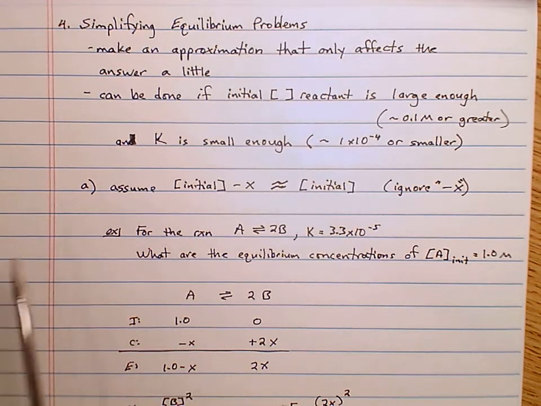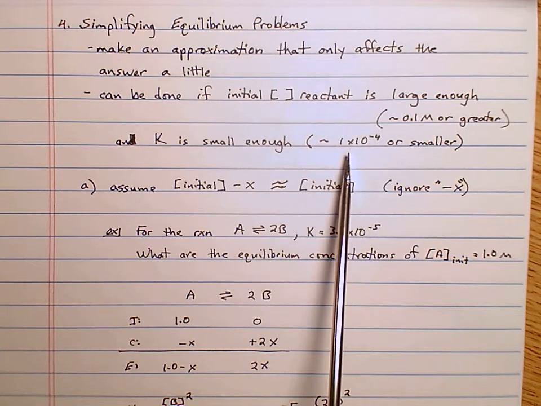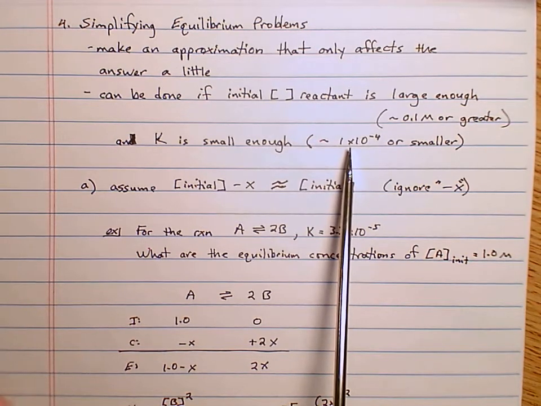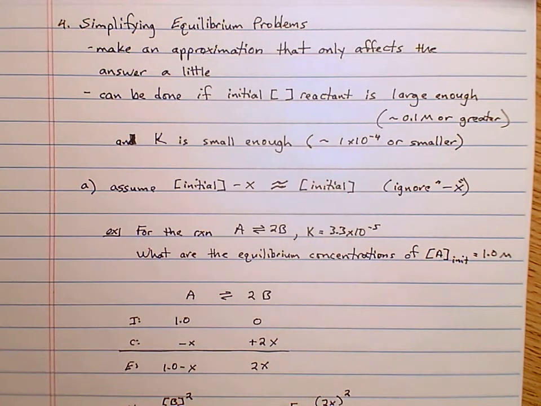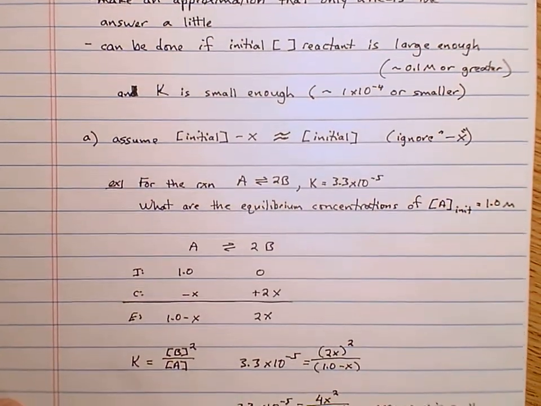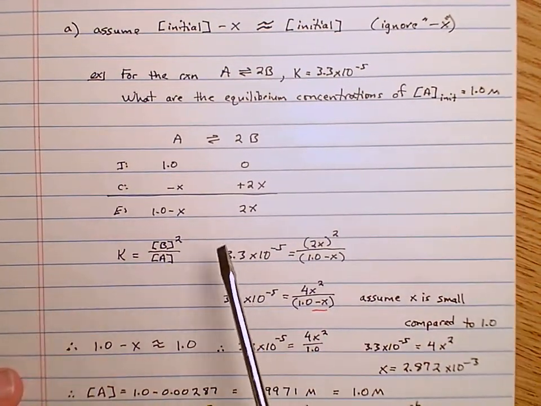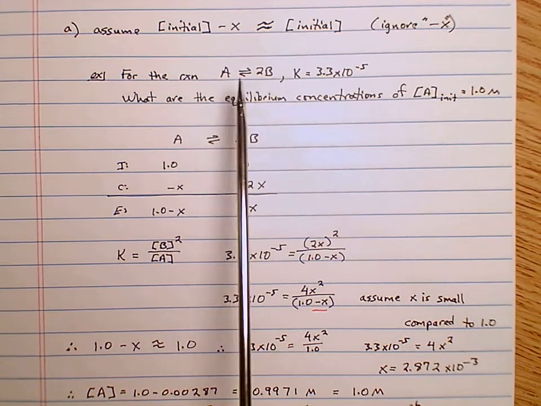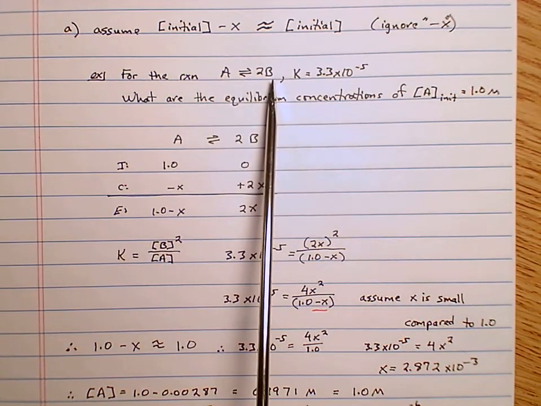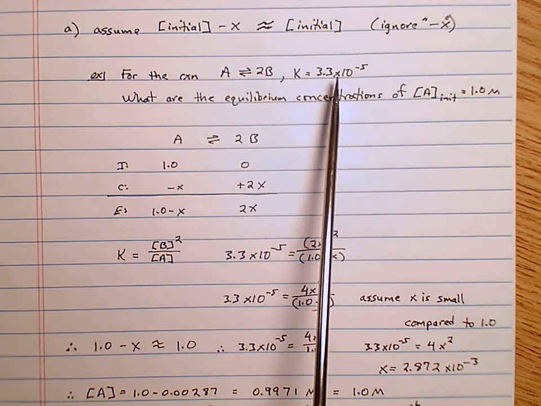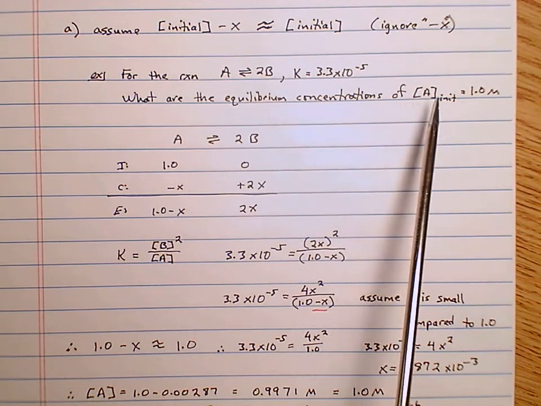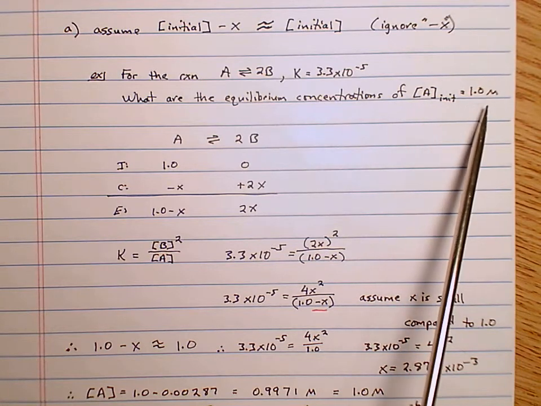Now, if our K is less than 1 times 10 to the minus fourth, this is usually a safe assumption. So let's go looking to see what we can find. Here is an example problem. Let's look at the reaction of A in equilibrium with 2B. The equilibrium constant is 3.3 times 10 to the minus fifth. What are the equilibrium concentrations when the initial concentration of A is 1 molar?